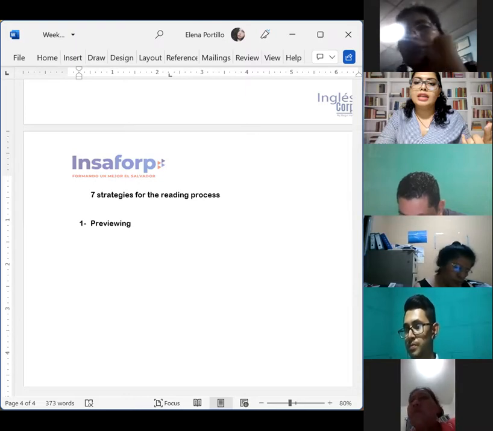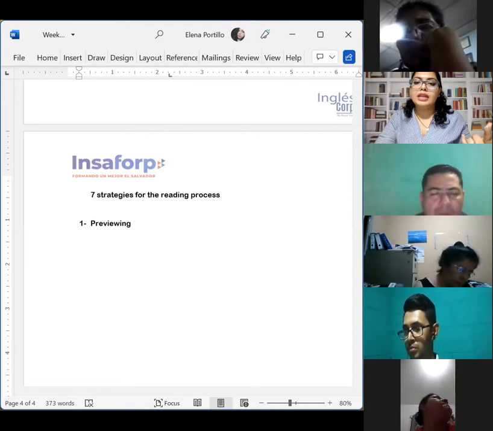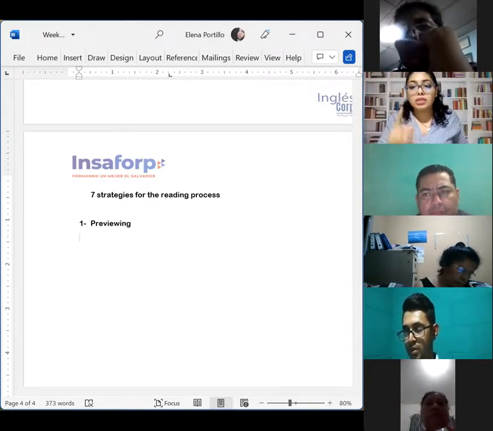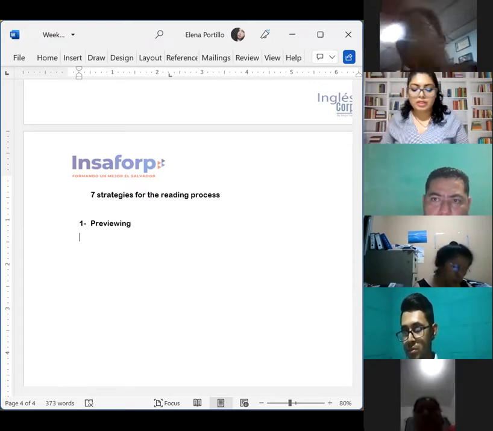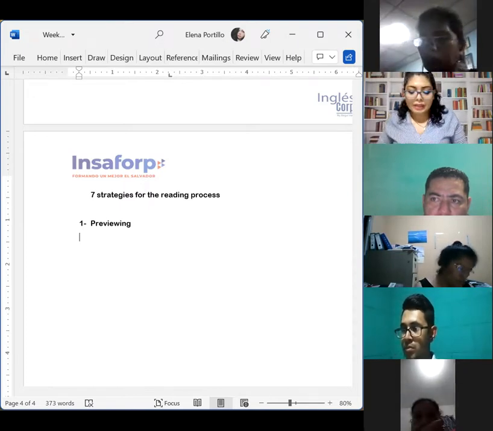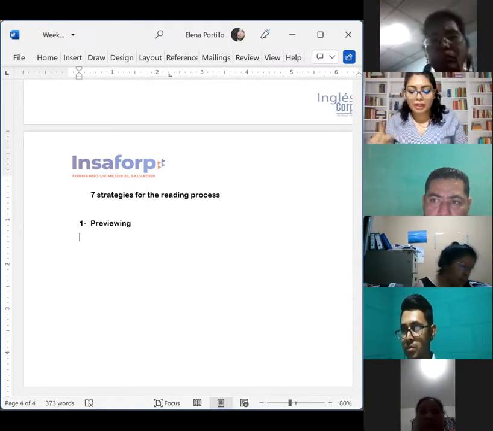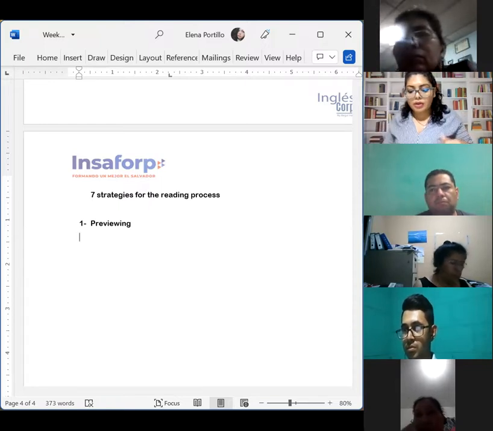Elements that are usually helpful for previewing are newspaper headlines, los títulos en los periódicos, or titles. Images or photos, signal words or format. For example, if the article has words like first, second, third at the beginning of each paragraph, or is a numbered list, the students will get the sense that the text lists steps or is a run-up article.